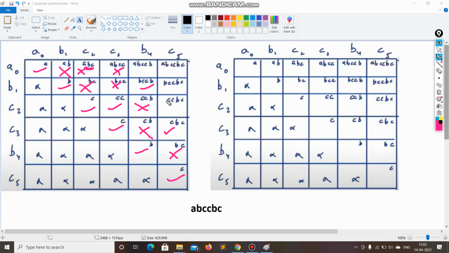Now CCBC: check extremes. C equal to C, but check, is CB a palindrome? No. Check the cross one, it is not a palindrome. So it is not a palindrome. Check AB. Is AB a palindrome? Sorry, is A equal to B? No.